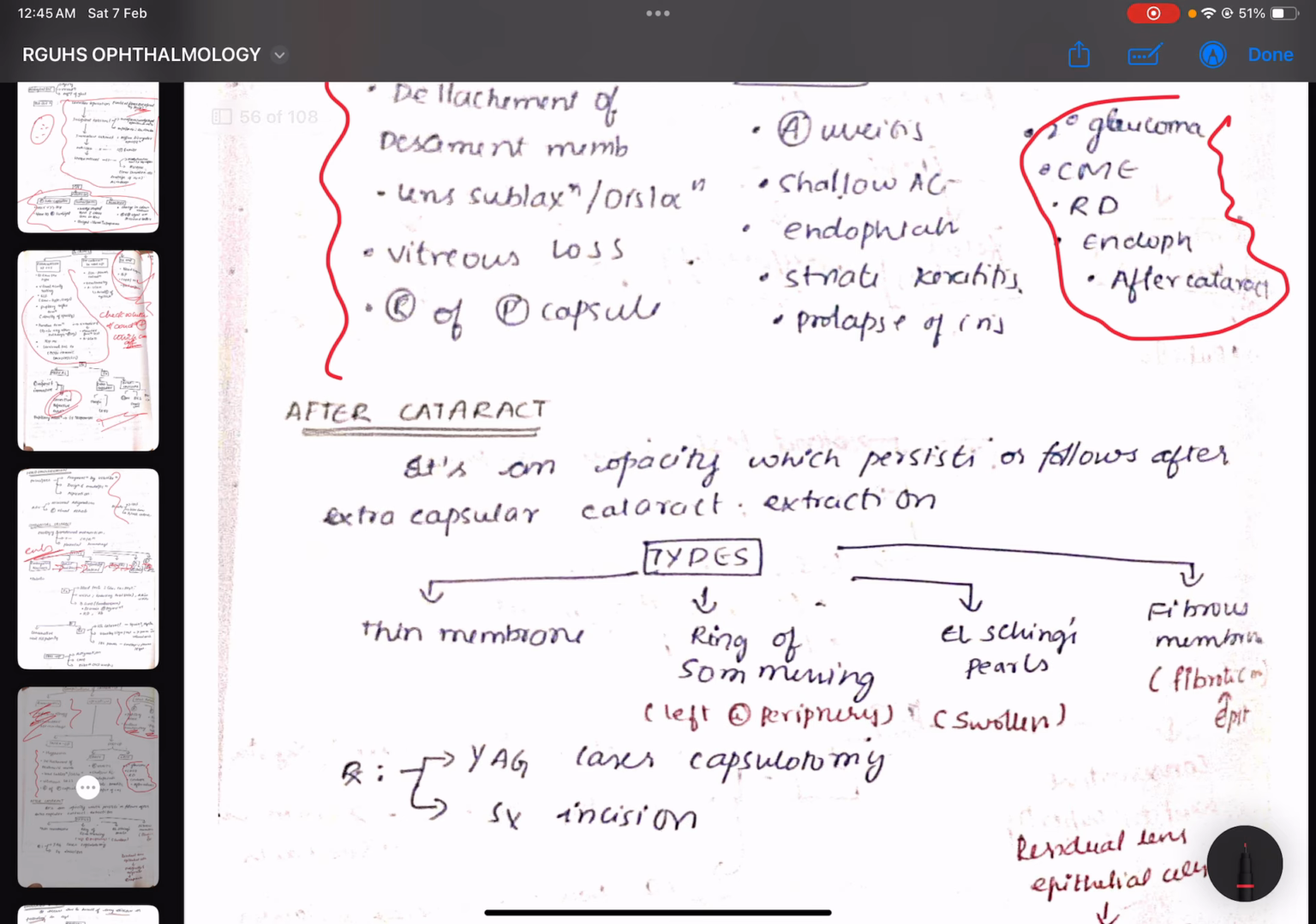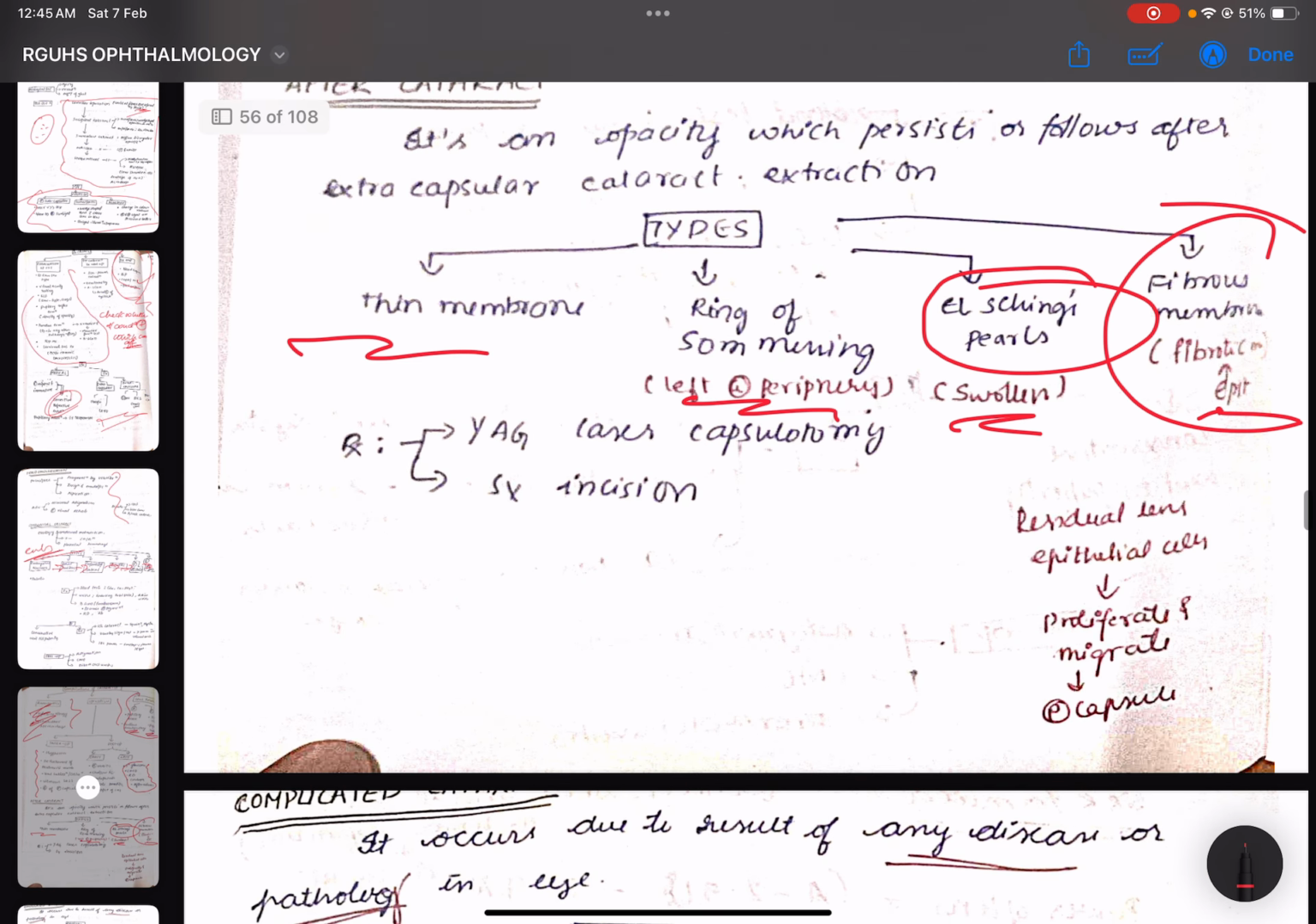After performing a cataract surgery, if there is opacification, that is called after cataract. These are the causes. If that becomes swollen, then it's called Elschnig pearls. If it's left at the periphery, then it's called Soemmerring's ring. Then if there is a fibrotic thing present, that is called a fibrotic membrane. In that, what you will do, obviously, go with a laser.